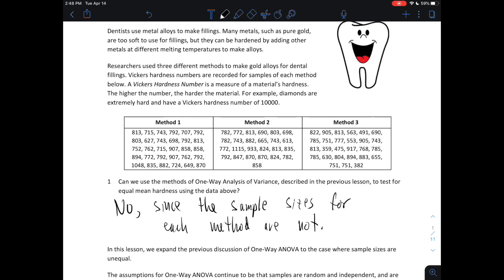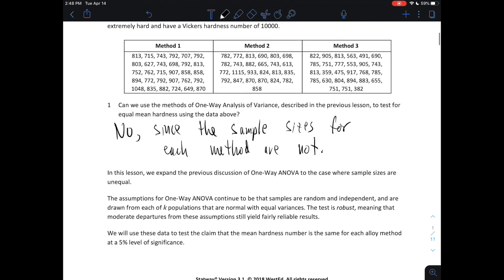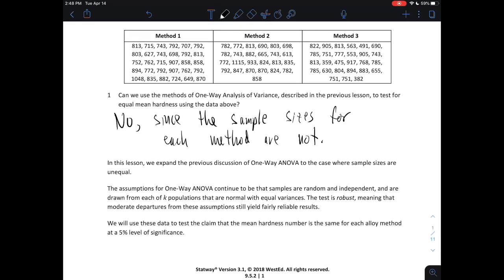So, in this lesson, we expand the previous discussion of one-way ANOVA to the case where sample sizes are unequal. The assumptions for one-way ANOVA continue to be that samples are random and independent and are drawn from each of k populations that are normal with equal variances. The test is robust, meaning that moderate departures from these assumptions still yield fairly reliable results.